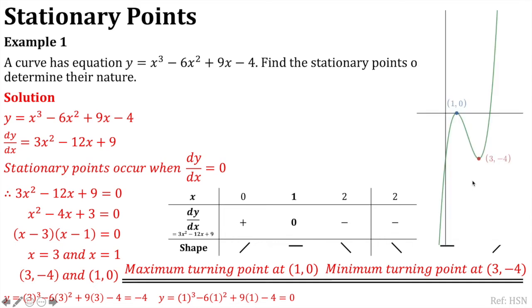And we'll just look at the graph. So you can see here I've plotted the curve y equals x cubed minus 6x squared plus 9x minus 4. You can see that I've put on the points (1, 0) and (3, -4). And you can see at (1, 0), it's a maximum turning point, and at (3, -4), that's a minimum turning point. So you can see what we've done is correct then.